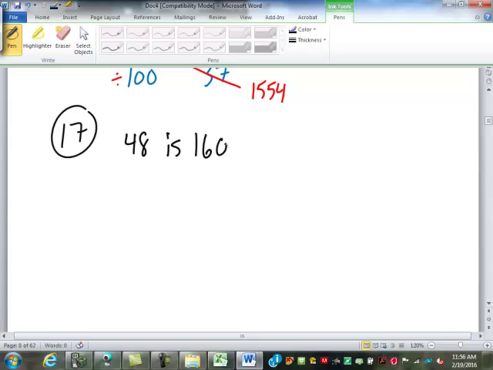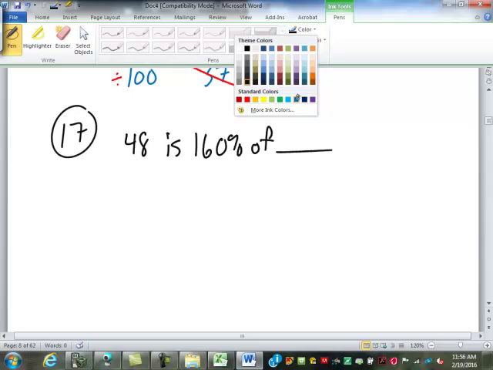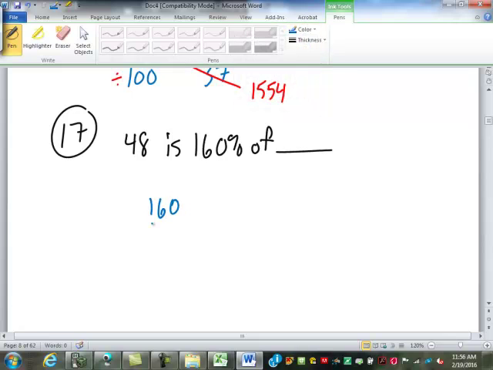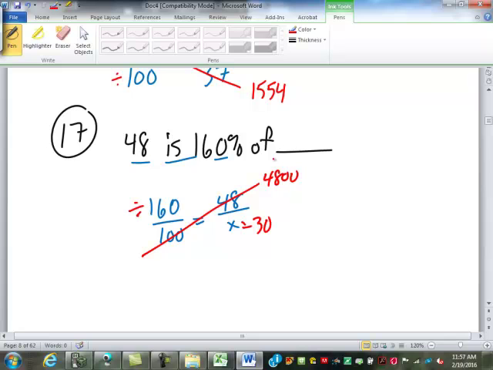48 is 160% of blank. So again, I start with the percent, 160 over 100. 48 is 160%. So the 48 goes with 160 over x. Let's cross multiply and divide. 100 times 48 is 4,800. Divided by 160 is 30. So 48 is 160% of 30.